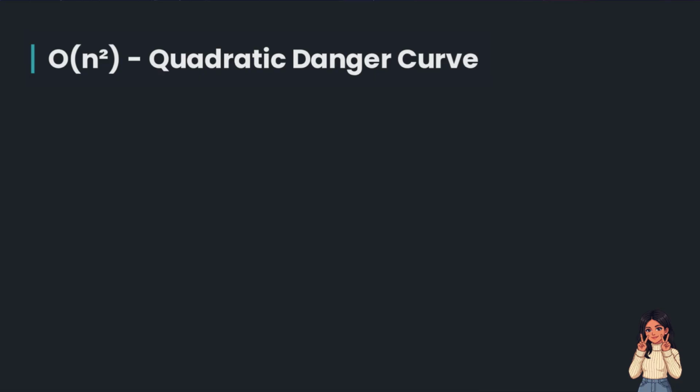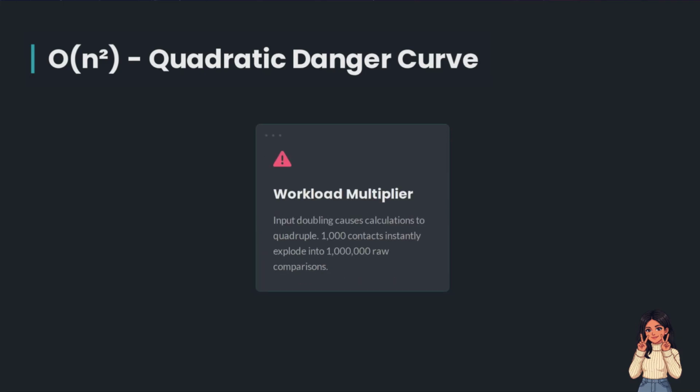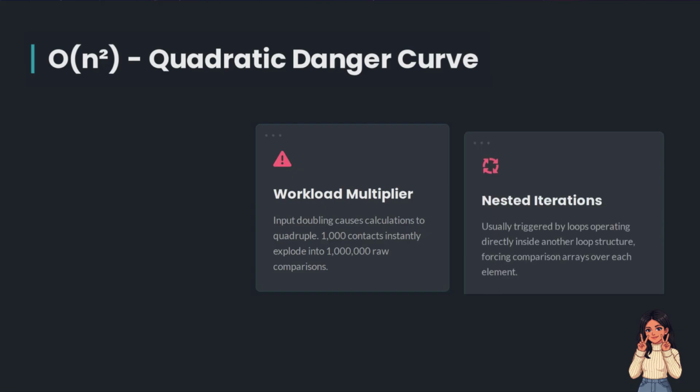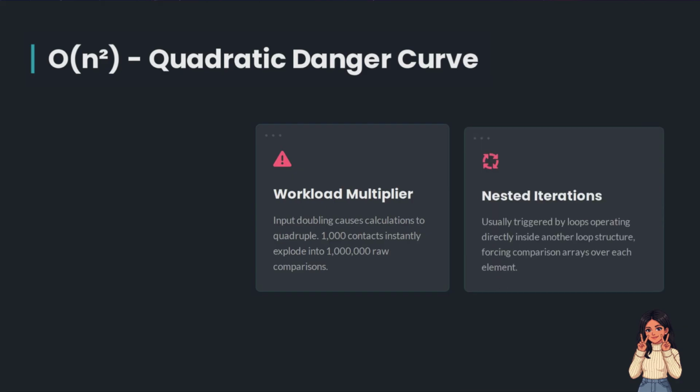Now we cross into the zone where code starts breaking in production. This is O of n square, or quadratic time. With quadratic time, if your data doubles, your execution time quadruples. If you pass 1,000 items in an O of n square function, it takes 1 million operations to operate. This is almost always caused by nested loops, meaning a loop executing inside another loop.